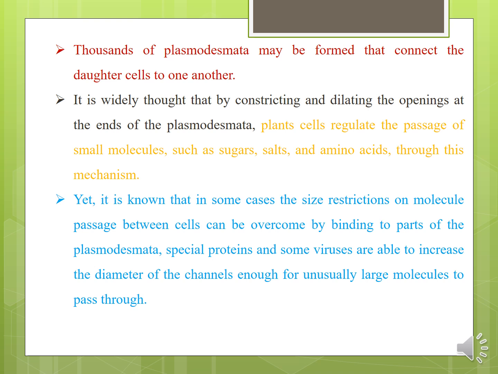So it can transfer nutrients through this process, through the plasmodesmata, through this membrane. That is, molecules which act as nutrients for the growth of the cell. Then it is known that in some cases the size restrictions on molecule passage between cells can be overcome by binding to parts of the plasmodesmata. Special proteins and some viruses are able to increase the diameter of the channels, which is enough for unusually large molecules to pass through.